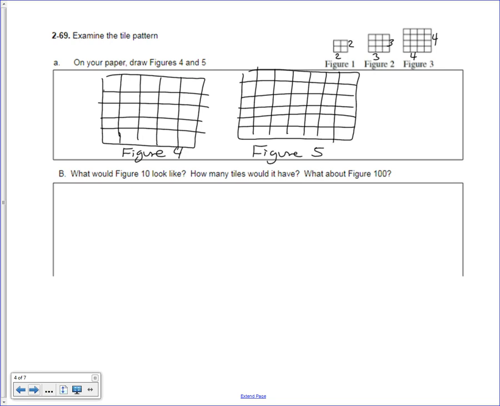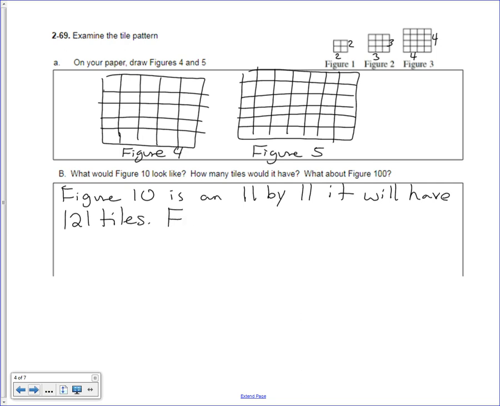When I go down to part B, it says, what would figure 10 look like? How many tiles would it have in it? So figure 10 is an 11 by 11. So it will have 121 tiles. And then figure 100 is 101 by 101.